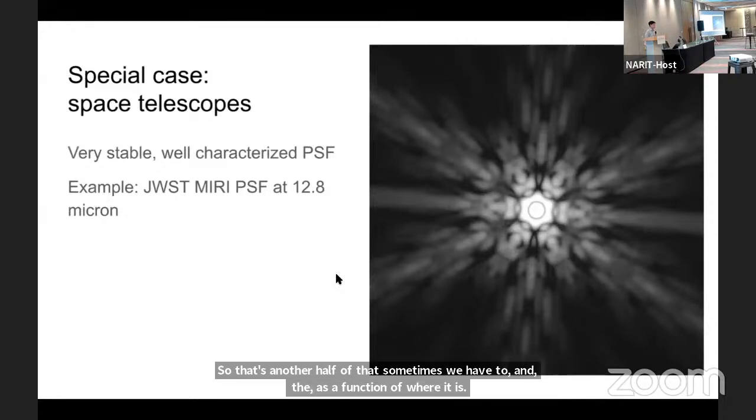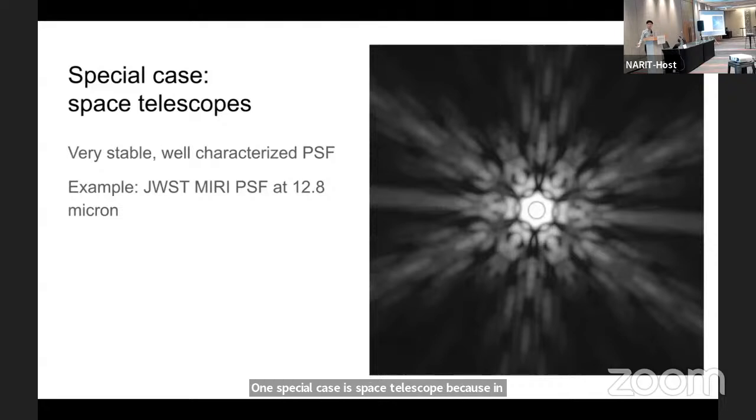One special case is space telescopes, because for optical systems in space, the PSF is known extremely precisely. So this is the PSF of the Day2 NARIT instrument at 12.8 micron. They can publish this and you can just download it and use it for your PSF photometry, because it is known already extremely well even before launch from modeling the optical system. And after launch, they verify it and have published this PSF model.